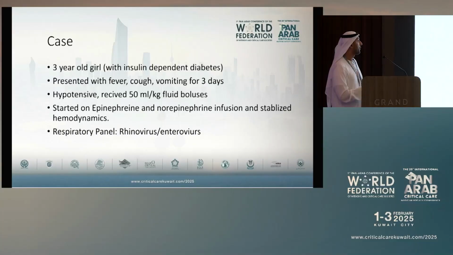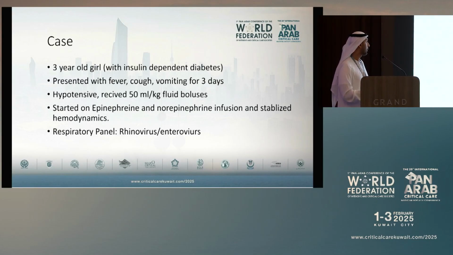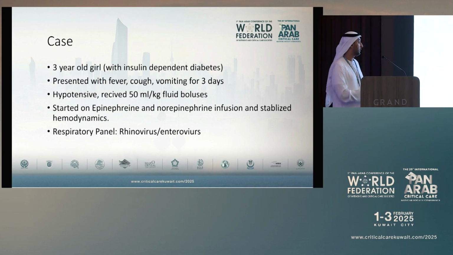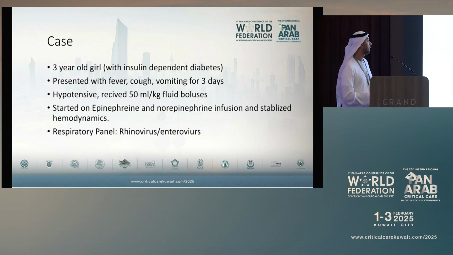So this is a real case, a 3-year-old girl with type 1 diabetes, who came with fever, cough, and vomiting for 3 days. She was hypotensive. She received 50 ml per kilo fluid boluses, was started on epinephrine and norepinephrine, and hemodynamics stabilized. We did investigation with the rapid test. It turned out to be rhinovirus enterovirus.